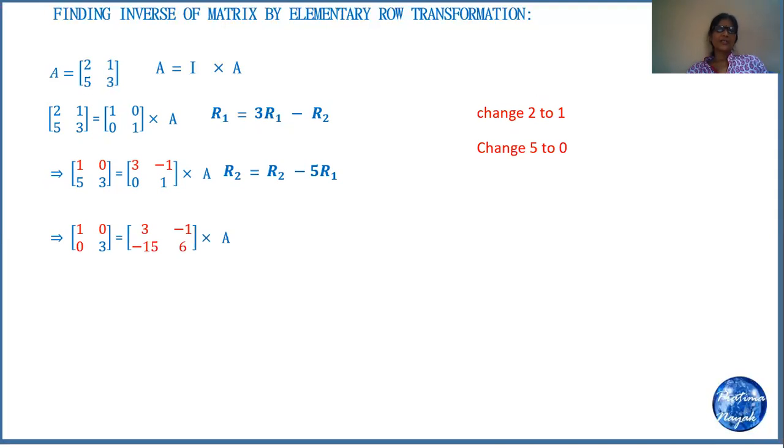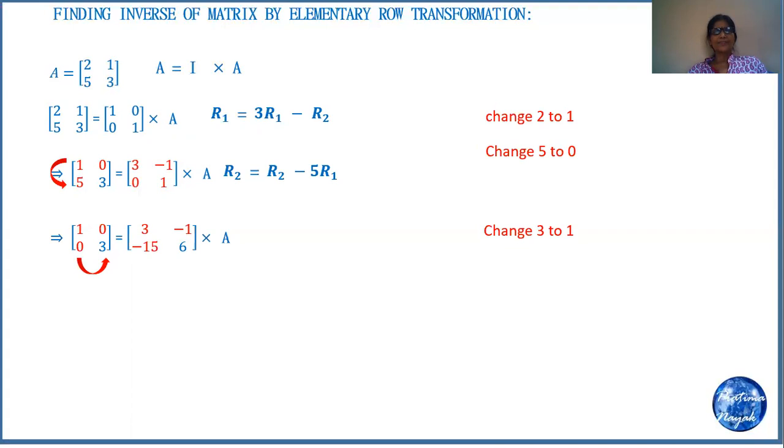So this is the result. It will be 1, 0, 0, 3, and here 3, minus 1, minus 15, 6. So 0 is changed. The second position is changed. Next we'll go for A22. That means we'll go anti-clockwise. So I'll change 3 into 1.